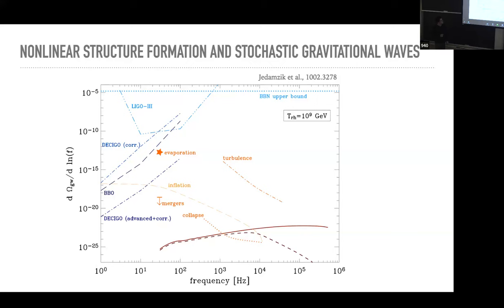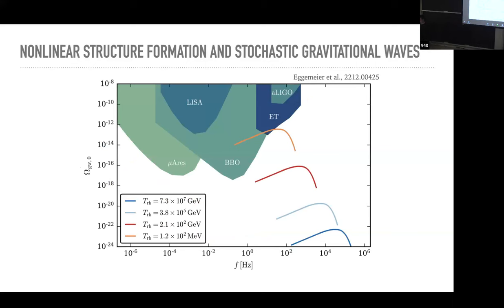These are projections that are made assuming an A_s of about 10 to the minus 9, roughly. And so the projections for nonlinear collapse and then evaporation in an early matter domination are much more optimistic than the ones associated with the linear theory. So that seems like a good place to start.